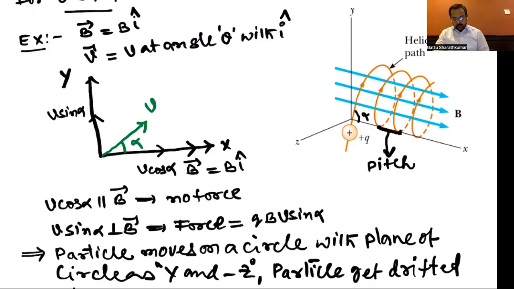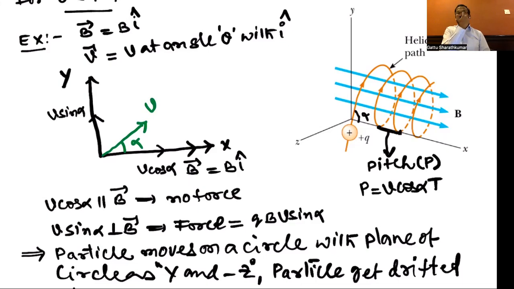This pitch is due to V cos alpha. So this pitch P is equal to V cos alpha into one time period T. So you understood now, there will be X component of velocity, there will be Y component of velocity, there will be negative Z component of velocity. We'll try to find out all the three.